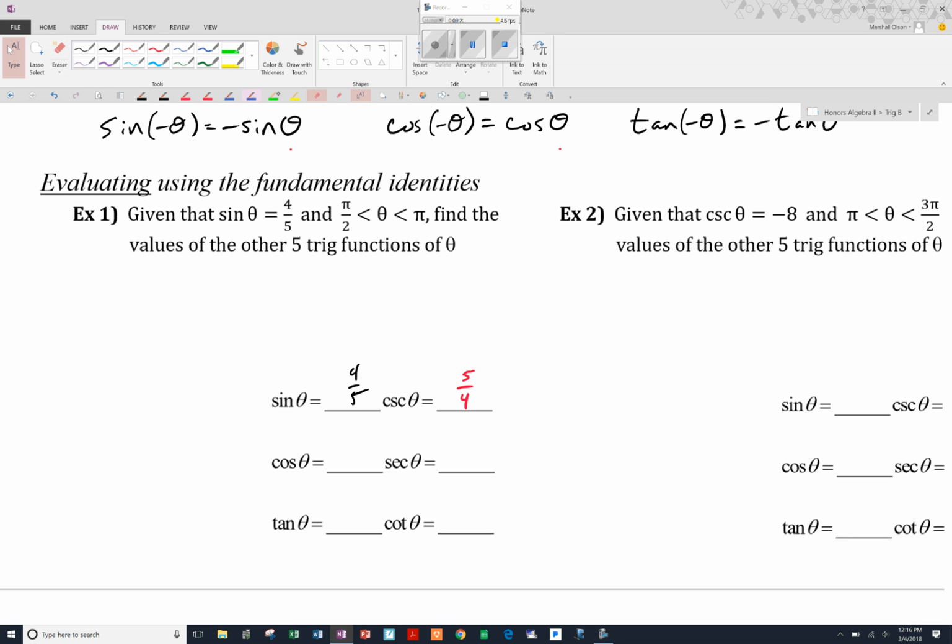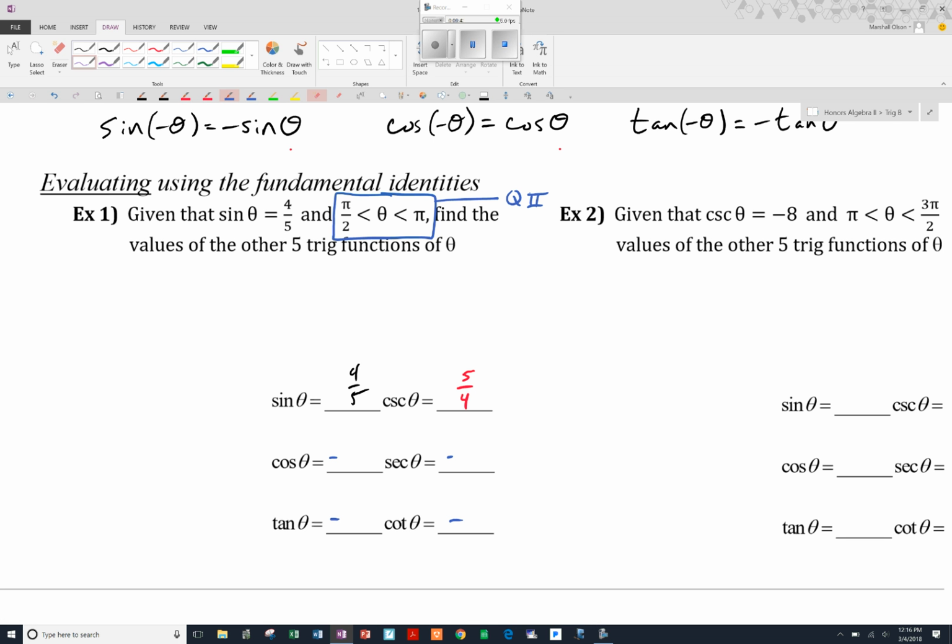The other thing I'd like you to notice is that we are told what quadrant our angle is in. We are in quadrant 2 here. So in quadrant 2, we know that sine is positive, which makes sense that the 4/5 is given to us as a positive value. But cosine and secant are going to be negative, as well as tangent and cotangent.